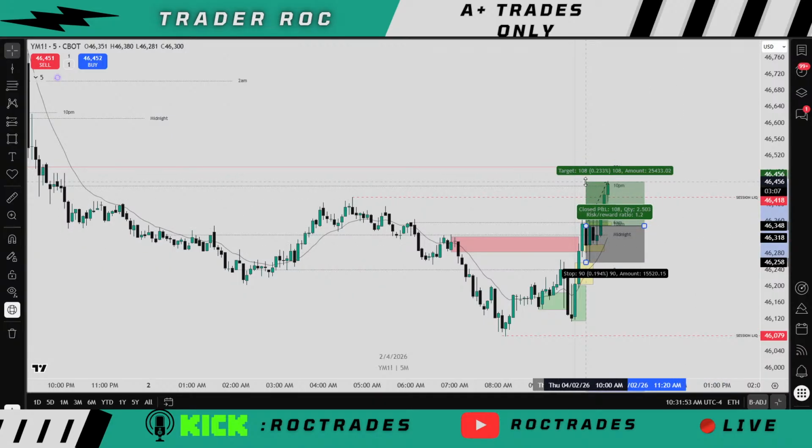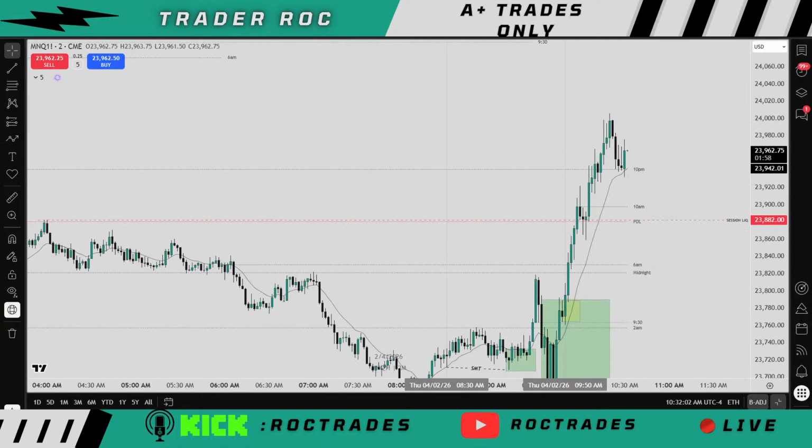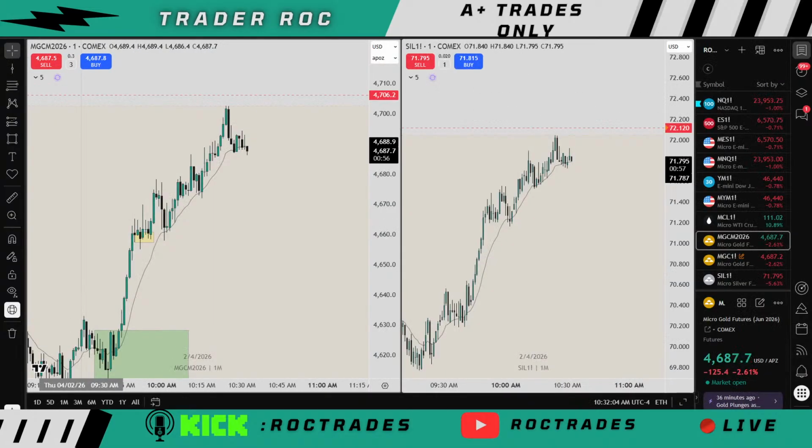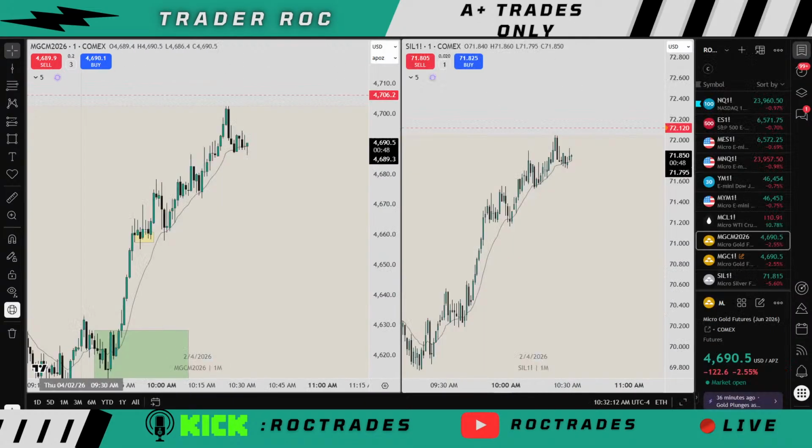This is currently 1.2. All right. Like I mentioned, I hold this trade for VIP until we see this London high taken on gold.